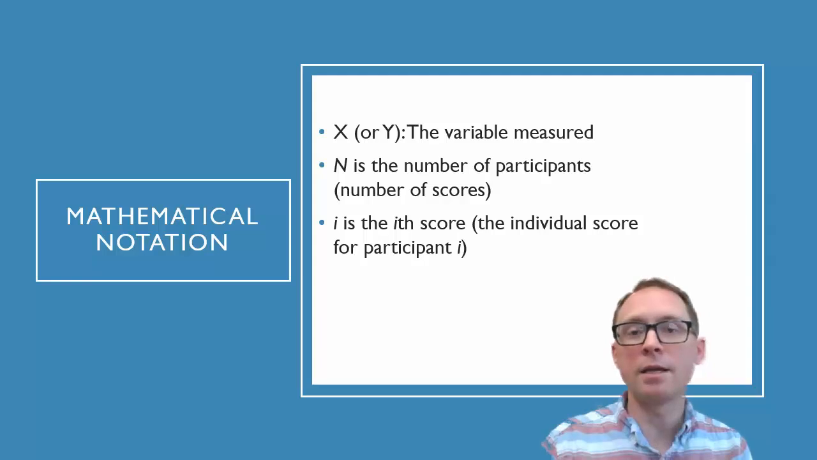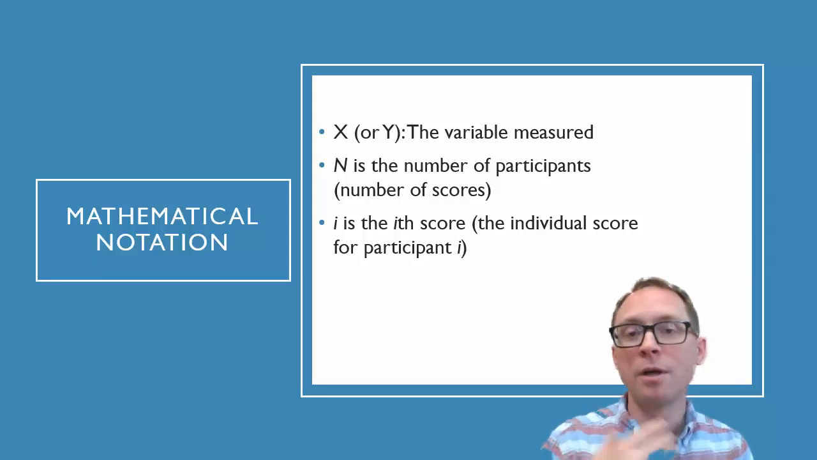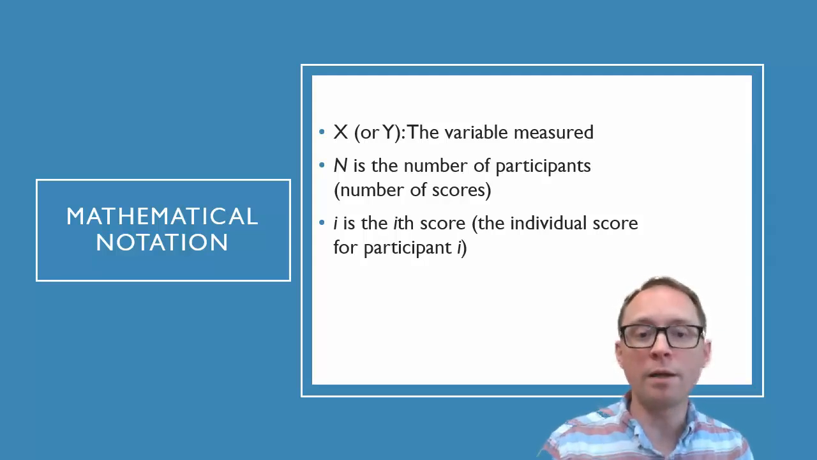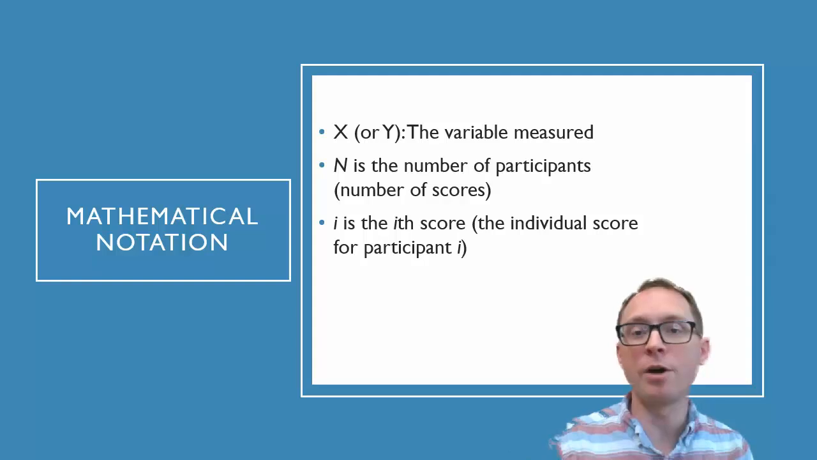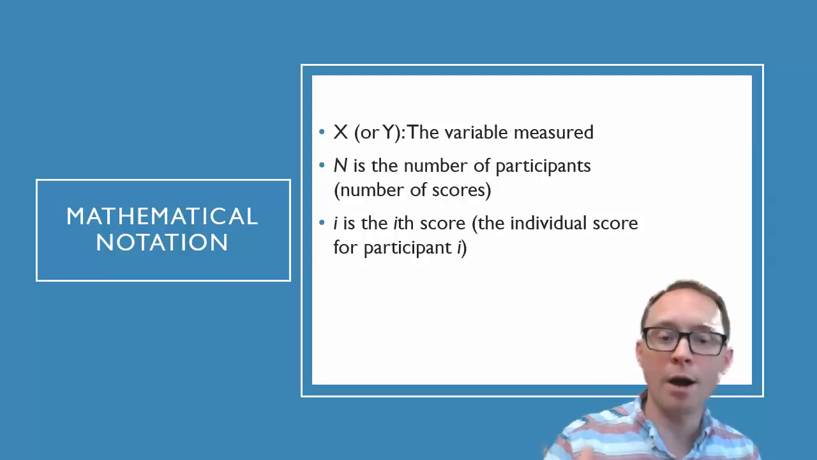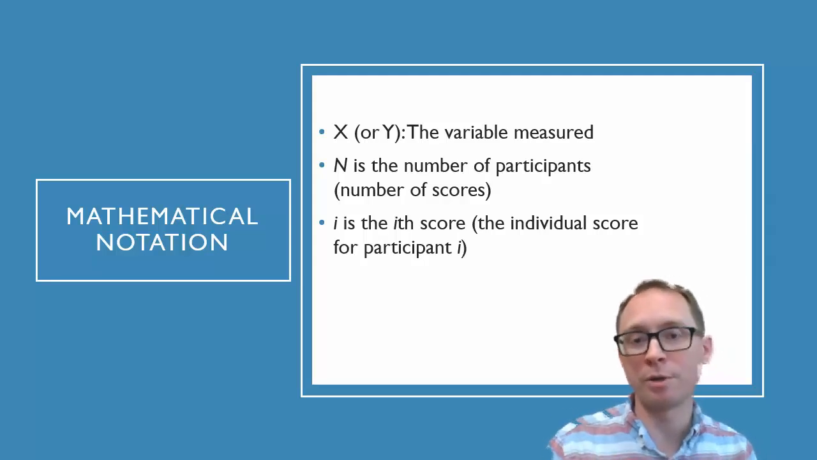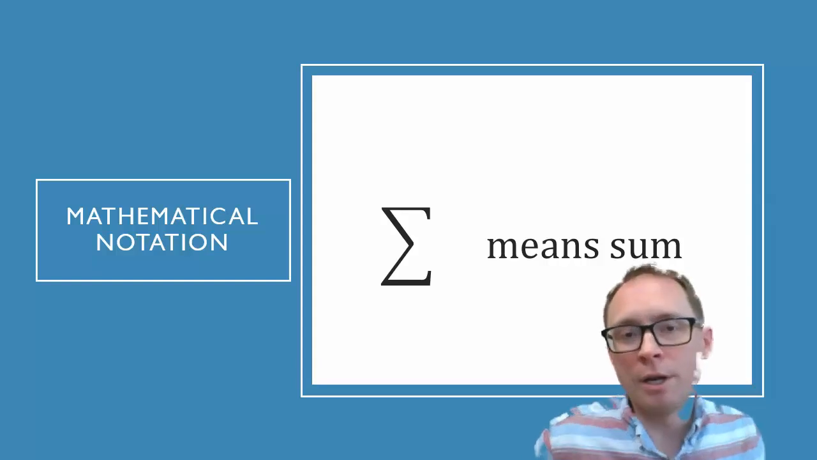I is the individual, the ith score, the individual score for participant I. So participant number 1, if I equals 1, then Erica is who we're talking about. So if I want to know X when I equals 1, then I want to know the number of cups of coffee for Erica because Erica is the first person. What does this mean? Well, let's do an example with sum.